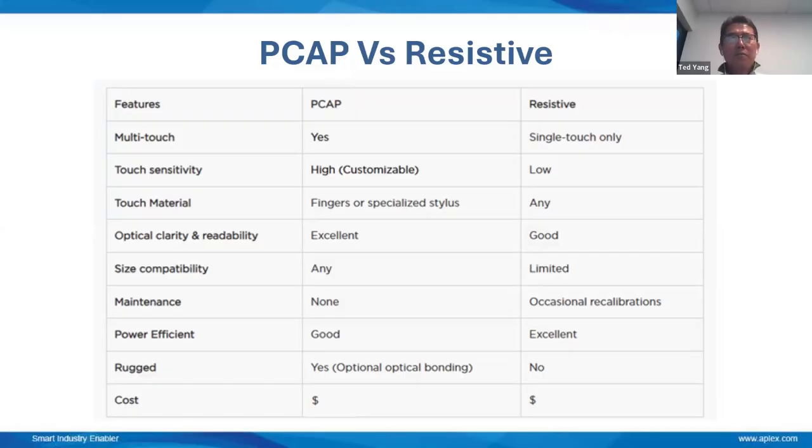Ruggedness, capacitive is better, because there's a pair of glass in front. Cost-wise, they are about the same right now. We're talking about single-digit cost differences as of today.